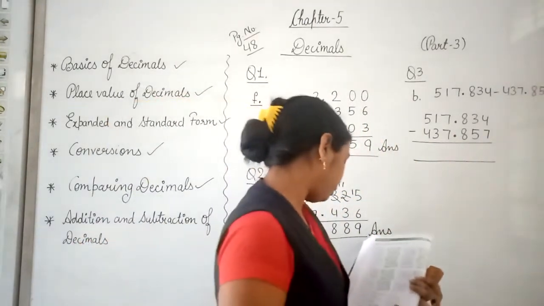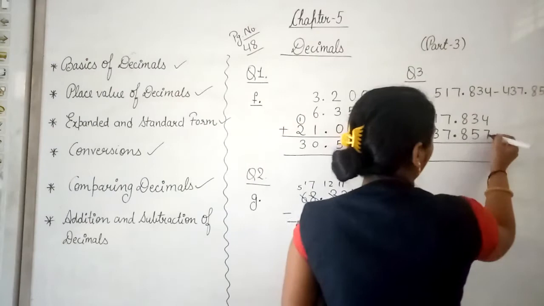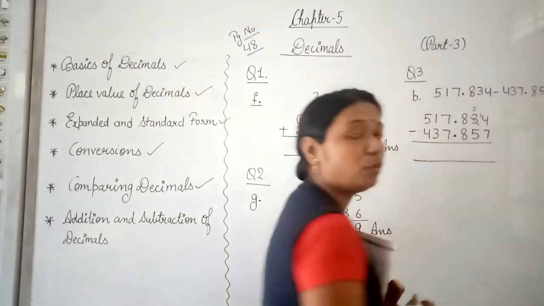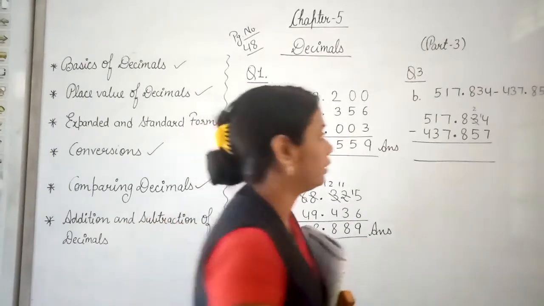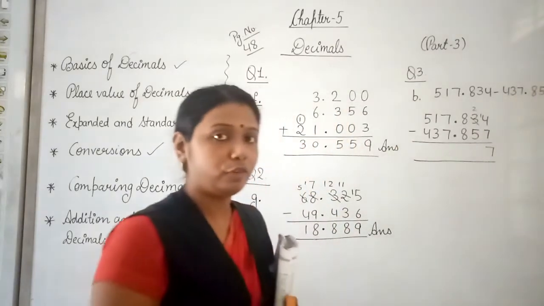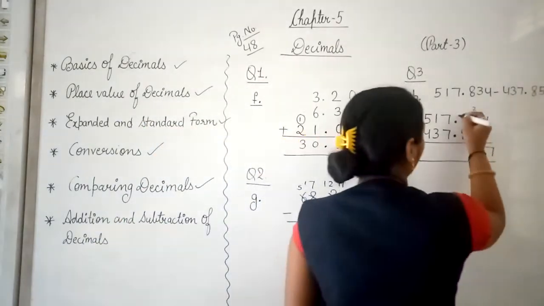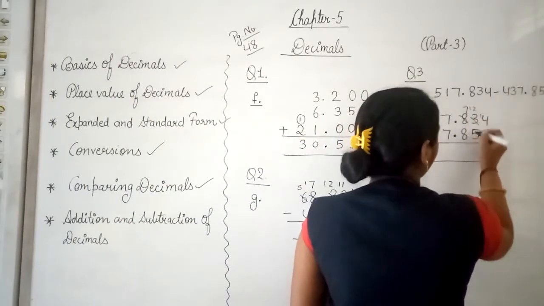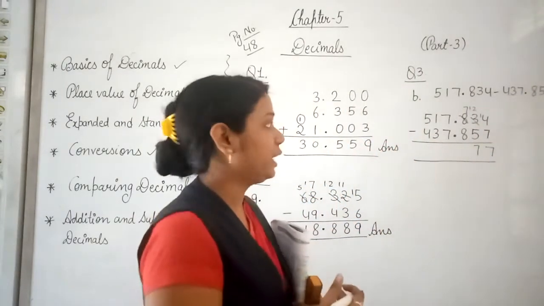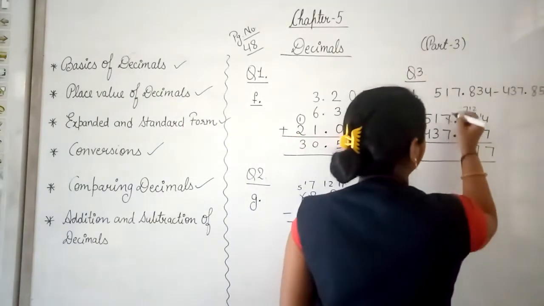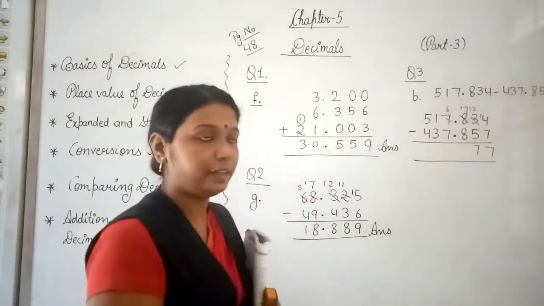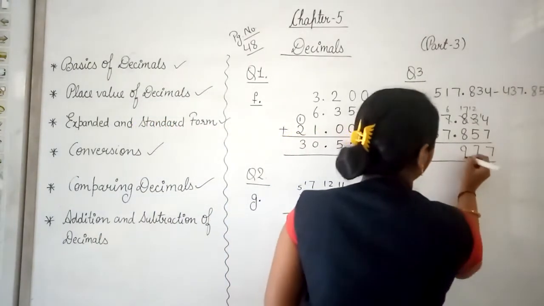Okay, now here you will see we cannot subtract 7 from 4. So we will take a borrow. Now 14 minus 7 is 7. So here we will write 7. Now we cannot subtract 5 from 2. Again we have to take a borrow over here. Now 12 minus 5 is 7 again. Now we have to subtract 8 from 7. So 17 minus 8 is 9. So here we will write 9.